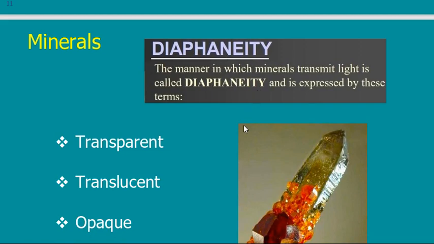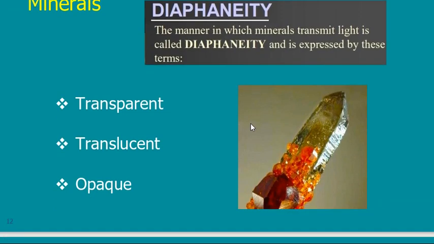Diaphanity. Another thing, but this is related to how it deals with light, how it transmits light. If it is affected with light, would it let the light pass through it? It means it is transparent. If it is opaque, it will not let any light pass. If it is in between, it is called translucent.